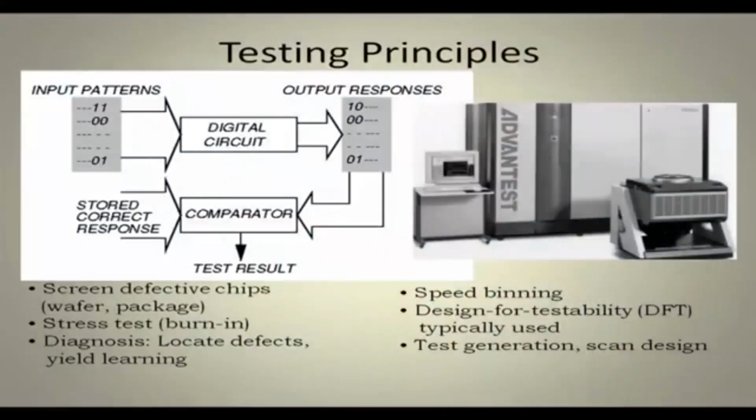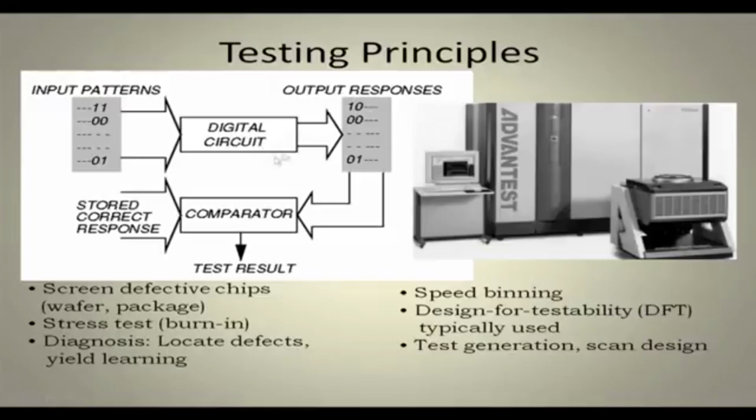So, testing principles. This diagram we are a bit familiar with, but what is happening is that the input patterns are applied to the digital circuit. The responses are collected and compared with the stored correct response to get the test result, whether it is true or not. But after this has been done, we have to screen the defective chips at the wafer level or at the package level. The defective chips are to be separated.